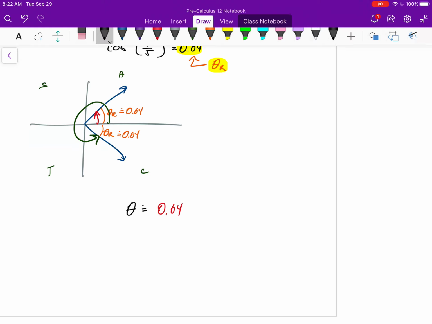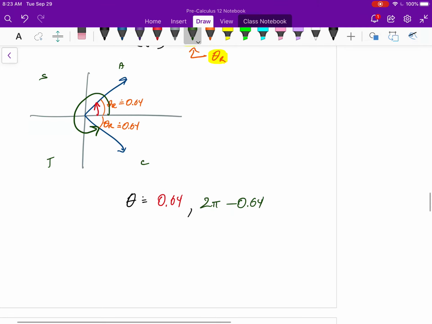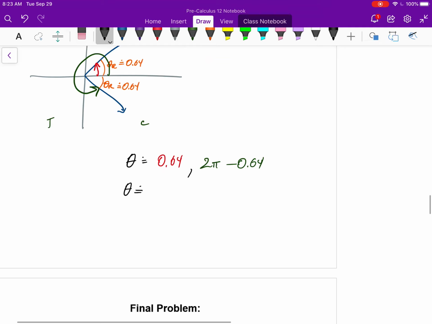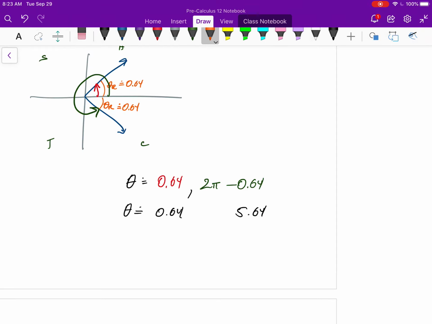Okay, so now in green. How do I find the one in green? It's almost all the way around, so it's going to be 2 pi minus the reference angle, which is about 5.64. So 0.64 and 5.64 approximately. And now for each of these, once I've got these two basic ones, I can add or subtract any multiple of 2 pi to find any other angle coterminal with it. So each of these I'm going to say plus any multiple of 2 pi. Plus any multiple of 2 pi. And I'm done.